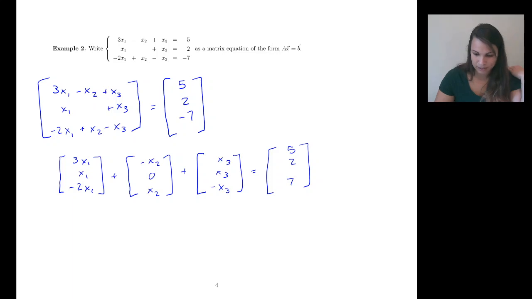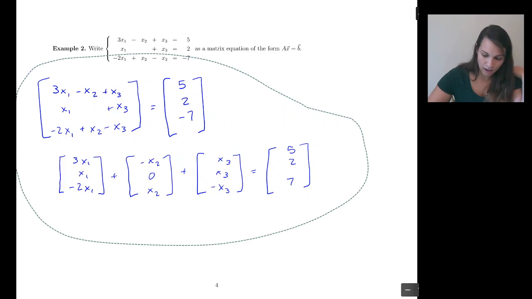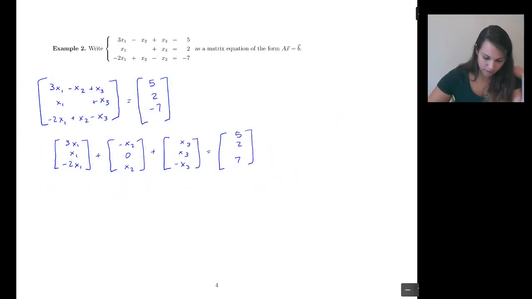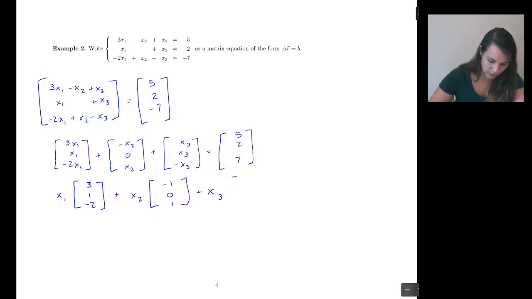And then I'm going to take it a step further, and I'm going to say I can factor out that x1, x2, x3 thing that I have going on in each of these vectors, because the first vector has an x1 in common with all of its terms. There we go, x1 times 3, 1, negative 2. Plus, and then we'll factor out an x2, negative 1, 0, 1. Factor out x3, 1, 1, negative 1.